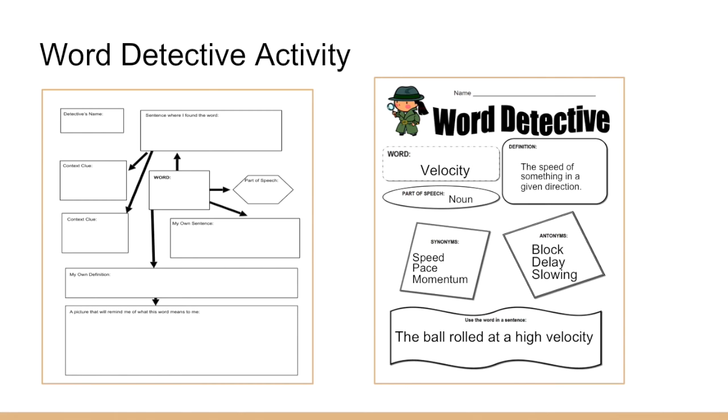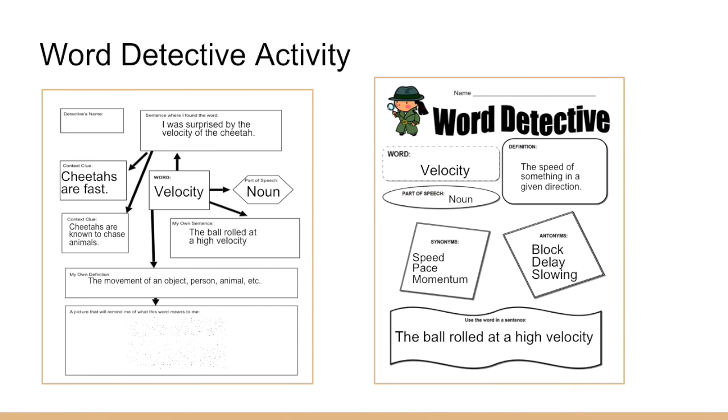As you can see, the left one is very similar to the right, but it has a little more detail to it. So once again, the word is velocity, but this time you have where the word was found, where the student found this word. Also, you have context clues. Once again, the part of speech, the word in the student's own sentence, their own definition, and also, which is not included in the right template, a picture to associate the word with. So now, every time the student looks at it, they're going to associate cheetah, velocity, and hence remember the word.